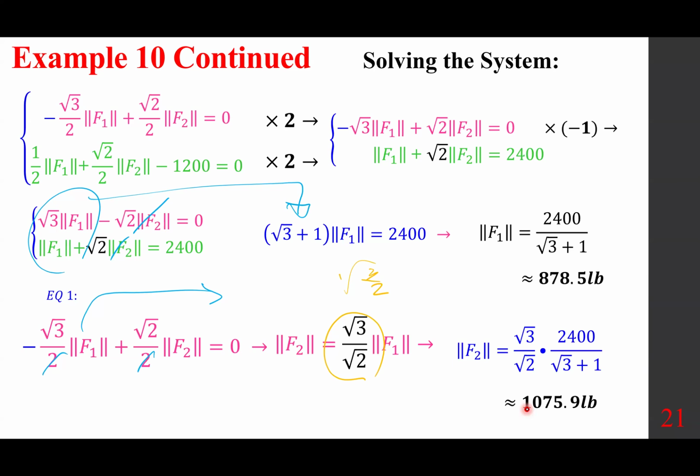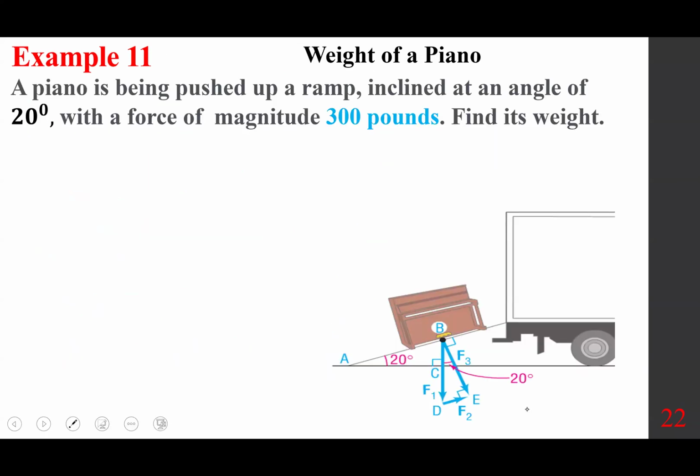So that's an application. Here's another one, weight of a piano. A piano is being pushed up a ramp, inclined at an angle of 20 degrees, with a force of magnitude 300 pounds. Find its weight. Well, it's being pushed this way, okay, parallel to the ramp at 300 pounds. So what is given? Let's make sure we understand this.